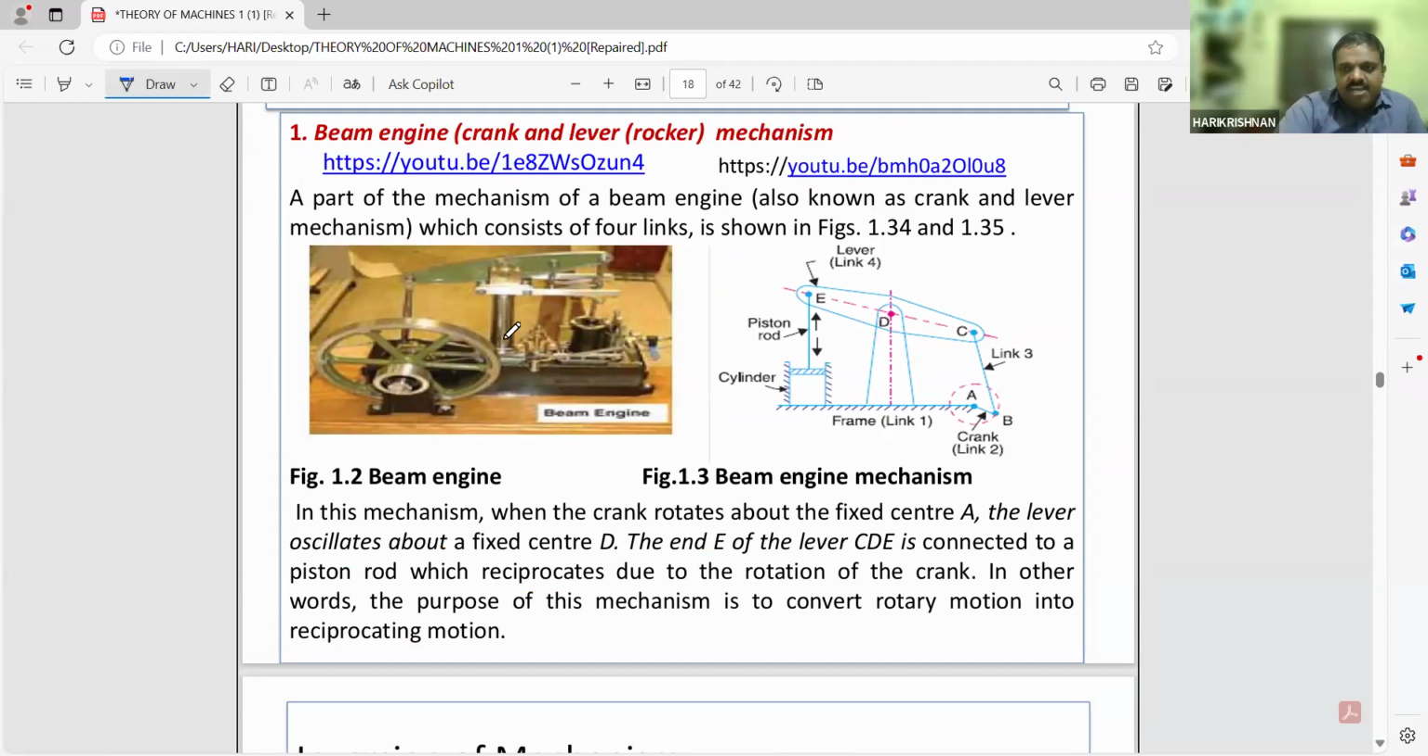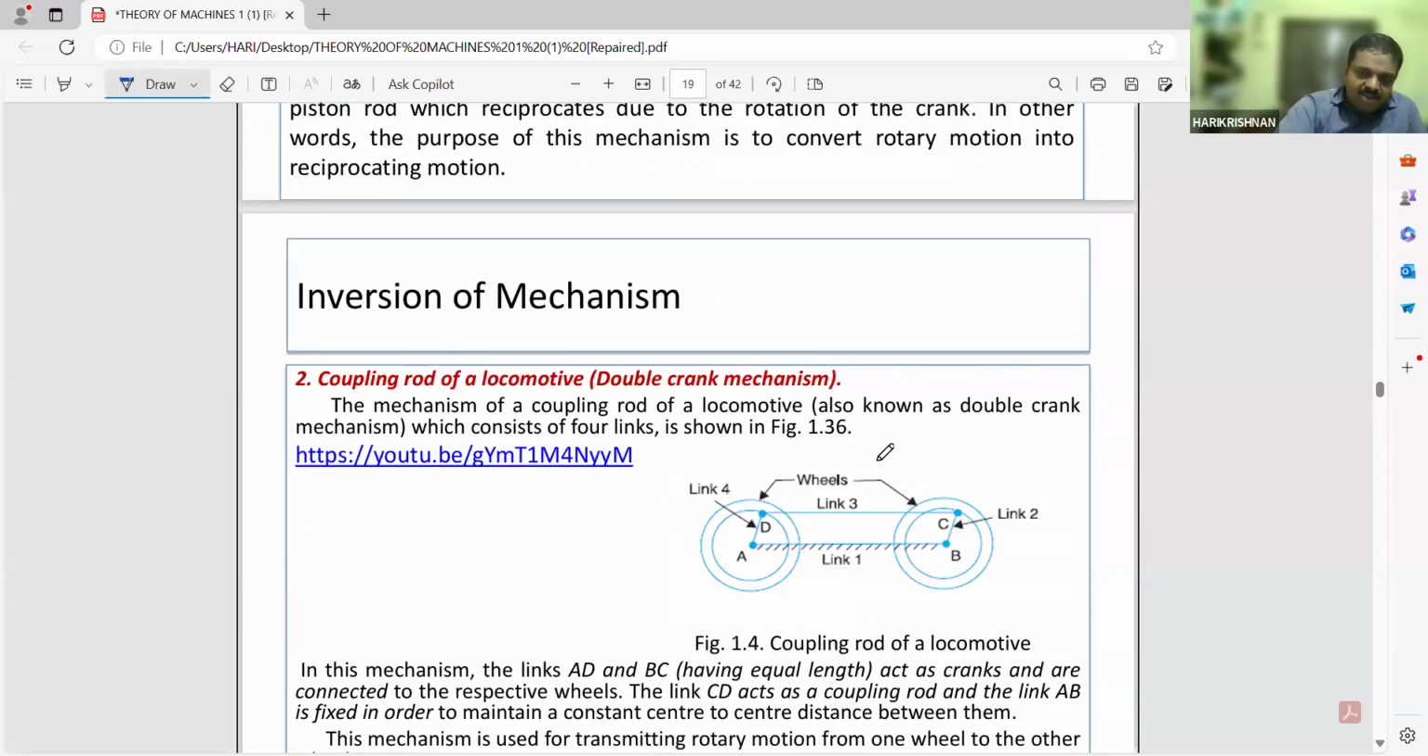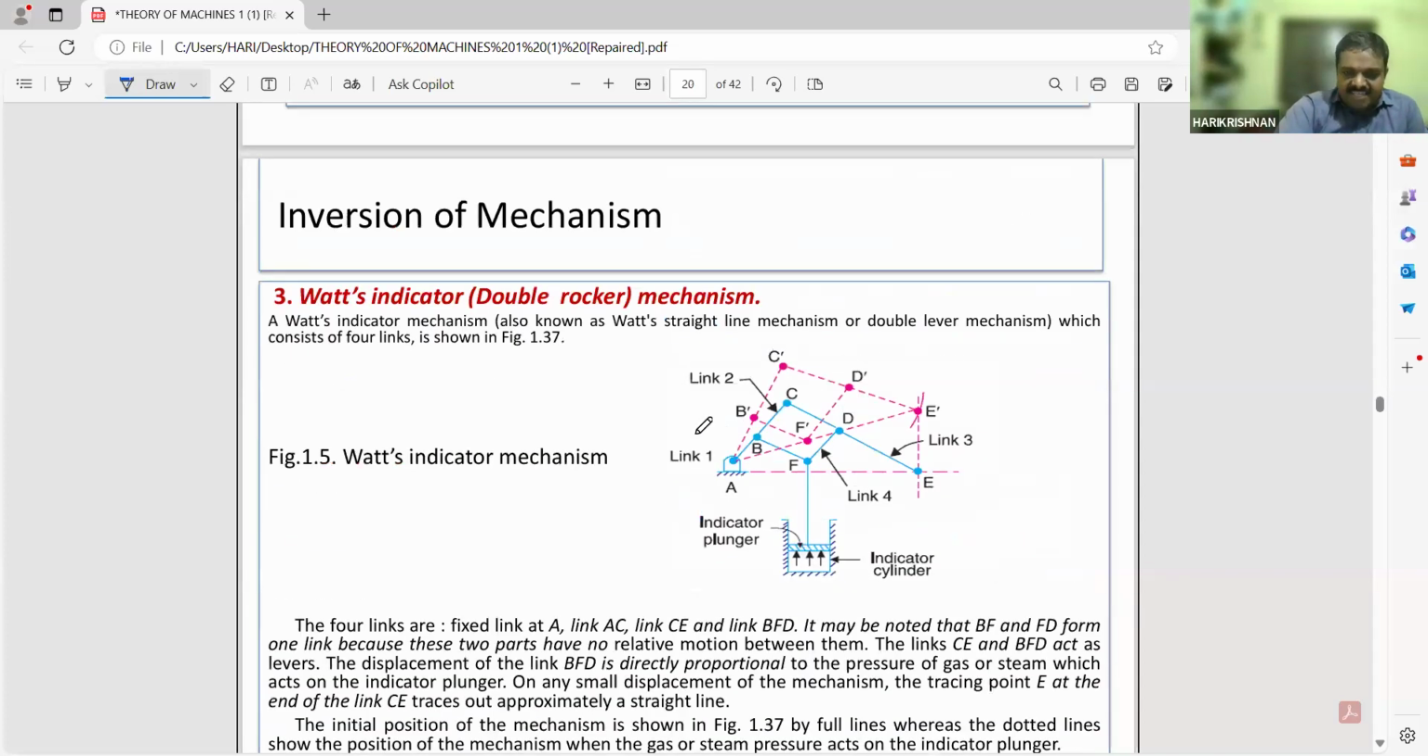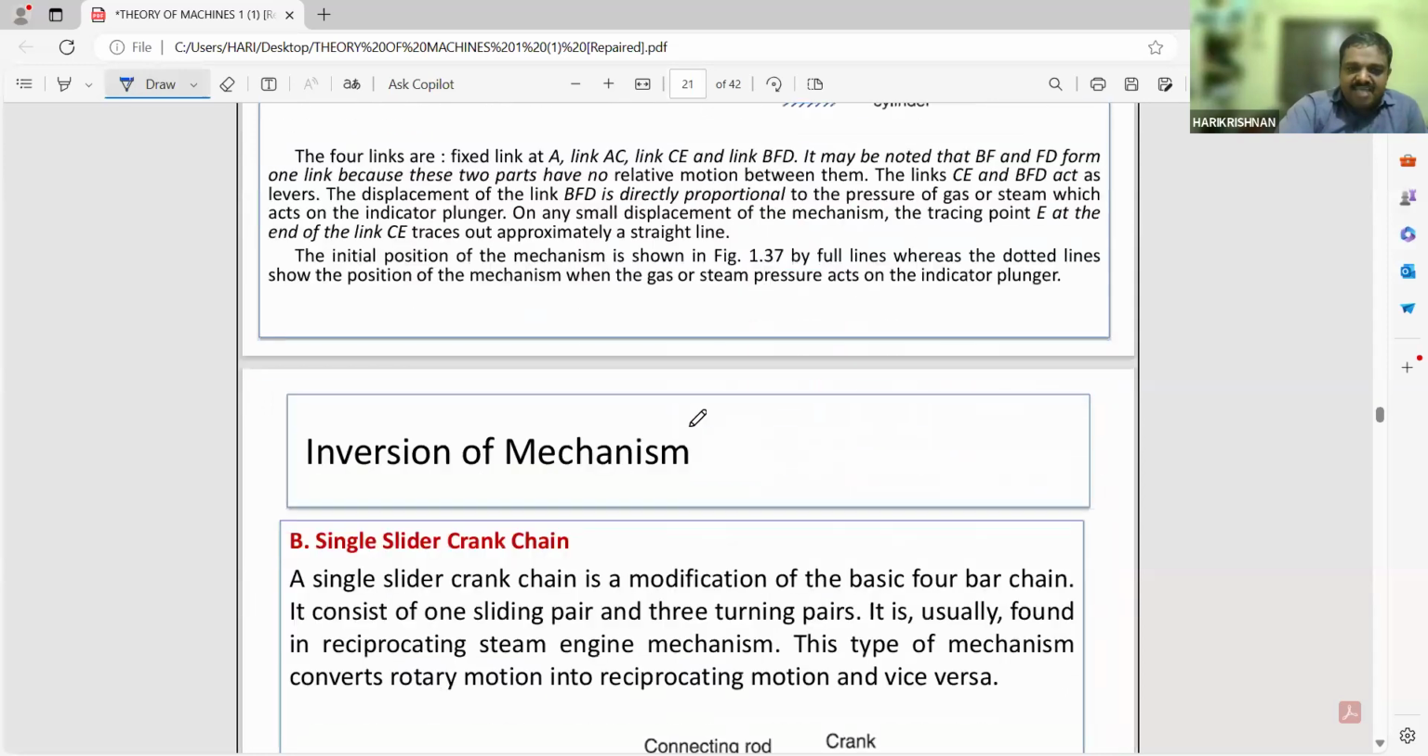You can see this YouTube link, and you will get a definite idea of the mechanisms we discussed in the last class. Then beam engine, coupling rod of locomotive. This you might have seen in films also. When you see a steam engine, this type of mechanism you can really see. Here, one wheel is coupled to another wheel. So when there is motion to one wheel, it will take the other wheel also together with it. Then Watt's indicator mechanism. So these are the mechanisms.